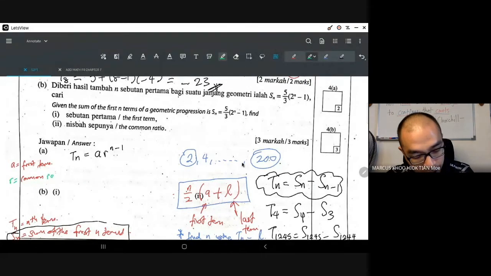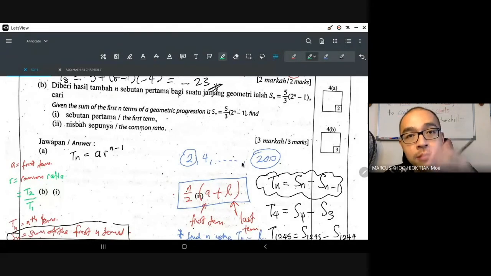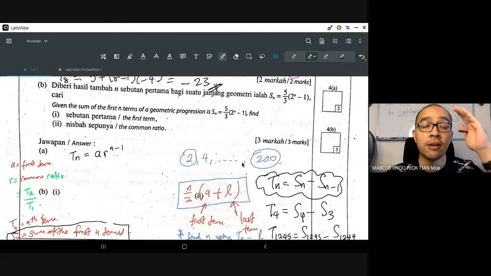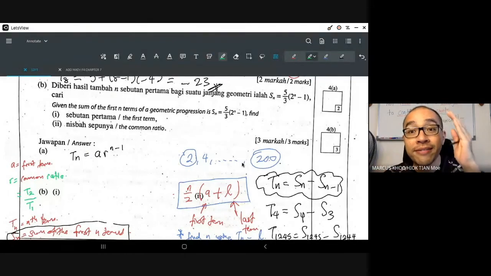the common ratio. And it is a ratio because it is nombor yang di depan bahagi dengan nombor yang di belakang. Nombor yang selepas bahagi dengan nombor yang sebelumnya. That is the fundamental difference with arithmetic and geometry. Arithmetic is nombor yang selepasnya tolak dengan nombor yang di belakang. Manakala geometric progression, janjang geometry, is the number after divide by the number before. And that's why we call it a common ratio. So they divide. Okay, so this is the formula.